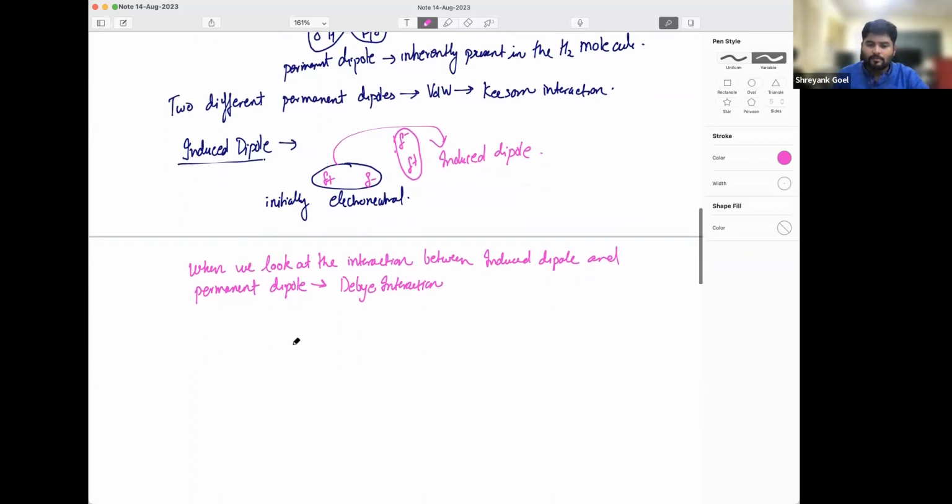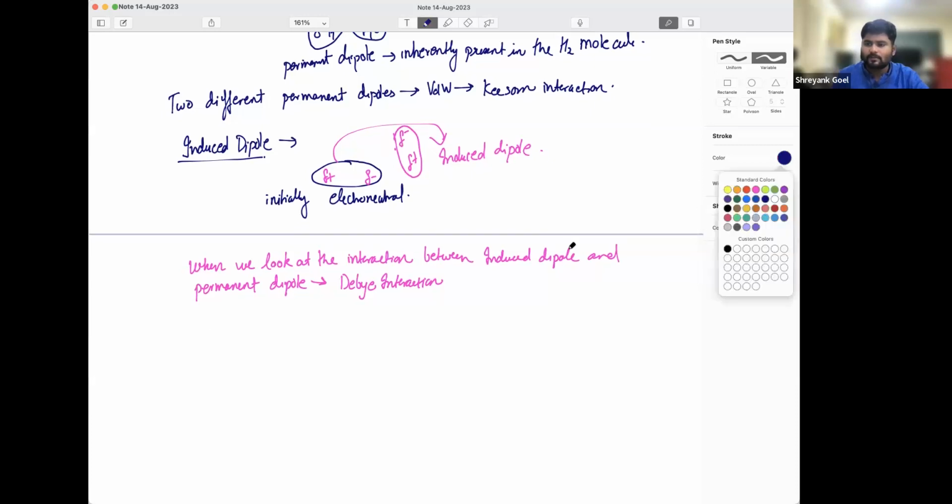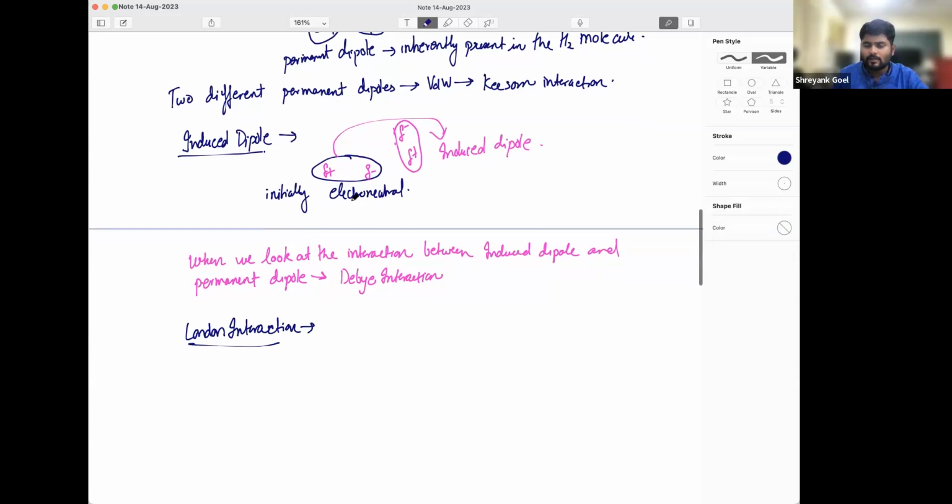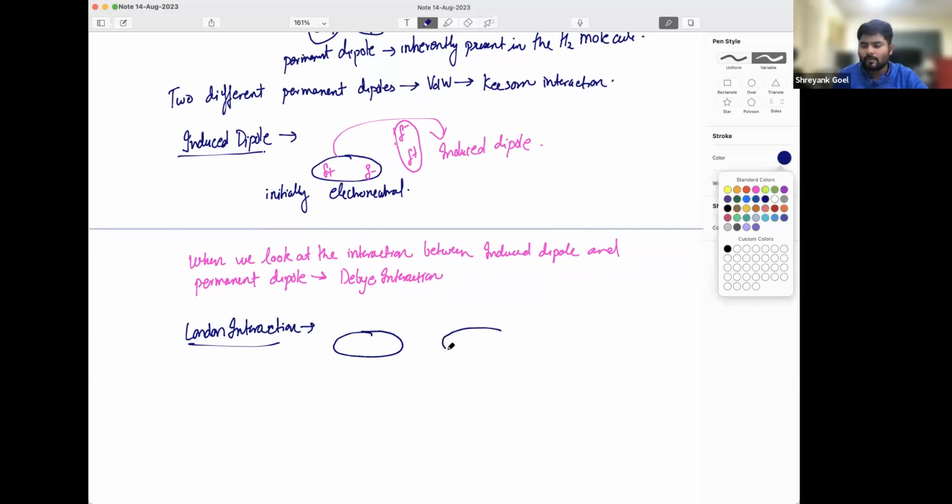So now the last one is the London dispersion, or the London force, or the London interaction. In case of London interaction, we have this induced dipole. We have two induced dipoles, so there is an interaction between two induced dipoles.